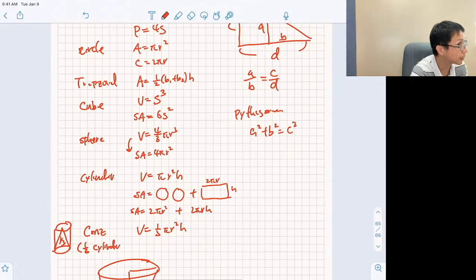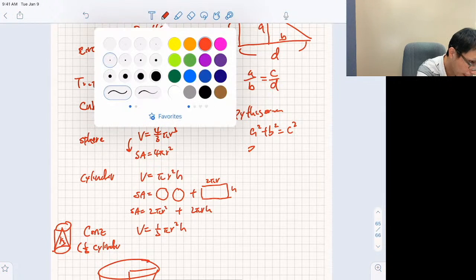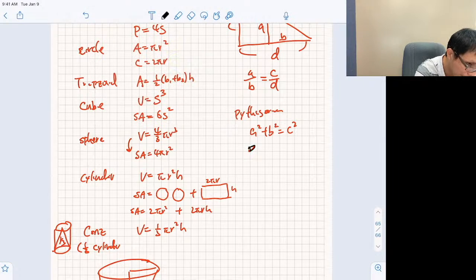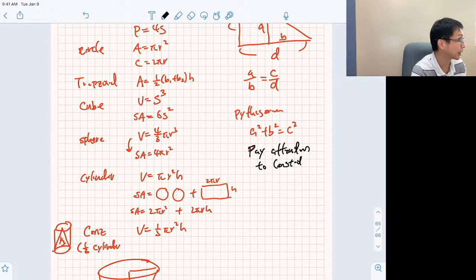Now, with those types of questions, pay attention to constants. There are a lot of times something doesn't change. What do you mean? A ladder is a constant. The ladder does not increase in length. The ladder still stays the same length. So the ladder does not change.